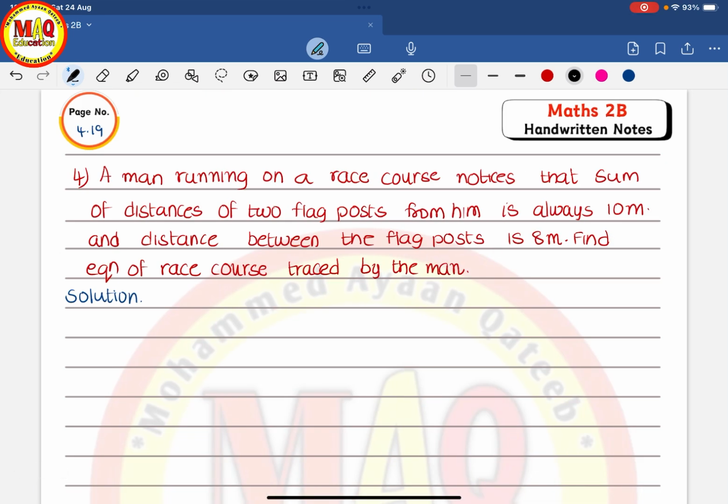Fourth question. A man running on a race course notices that the sum of distances of two flag posts from him is always 10 meters and the distance between the flag posts is 8 meters. Find the equation of the race course traced by the man.